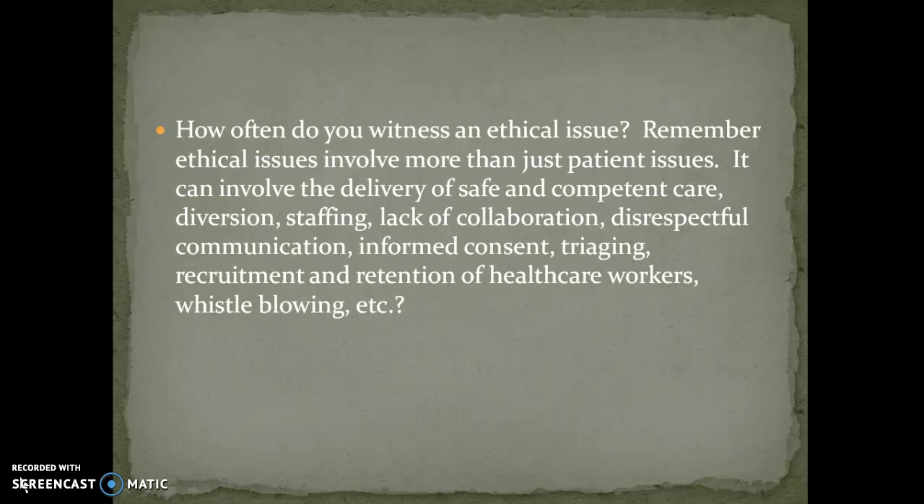Any issues involving informed consent, where you believe that a patient really wasn't informed or is not able to give consent. Any issues in triaging, patients that you think should not be on your unit. And issues with recruitment and retention of healthcare workers. Do you think sometimes that healthcare workers, physicians, and nurses are there just because they need a body in that place? Or any issues in whistleblowing? So think about those kinds of things.